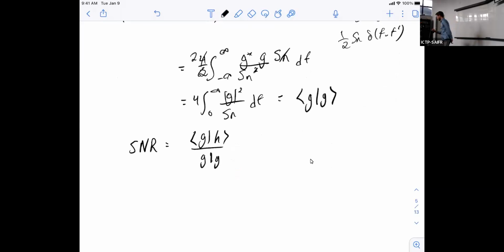And this should look very familiar. This is nothing more than the inner product of a unit vector with another vector. And now I ask you the question, what vector gives you the maximum inner product with another vector? What's that? Itself. So we see that G should simply be proportional to H, and I want to write a constant of proportionality just to emphasize it can't be frequency dependent.